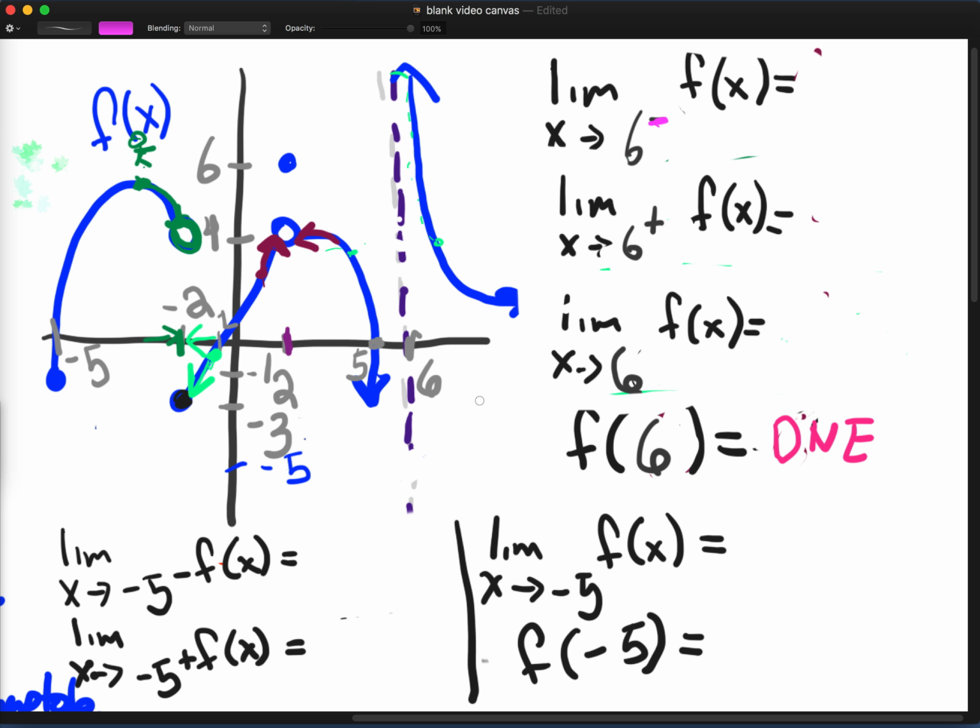What'd you guys say? 0. What would it be? So the limit as x approaches 6, negative infinity, right? So that's from over here. So if I'm left of 6, I'm approaching 6 from the left. Where's the function going? It's going to negative infinity, right? So that's the vertical asymptote there. So here it's -infinity. What about approaching 6 from the right? Positive. Yep, it would be positive infinity, because now I'm looking at this side. And so what's this limit? Does not exist.